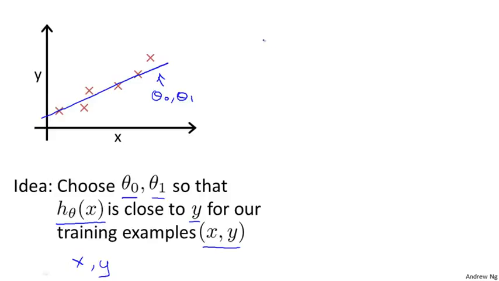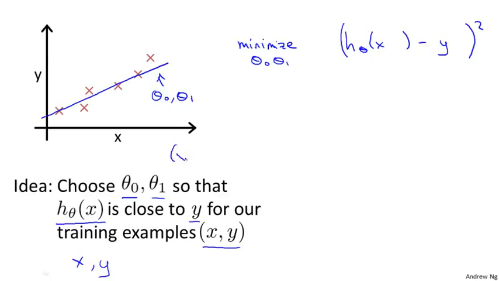Let's formalize this. So in linear regression, I'm going to want to solve a minimization problem. So I'm going to write minimize over theta 0, theta 1. And I want this to be small, right? I want the difference between h of x and y to be small. And one thing I might do is try to minimize the squared difference between the output of my hypothesis and the actual price of a house. Okay?